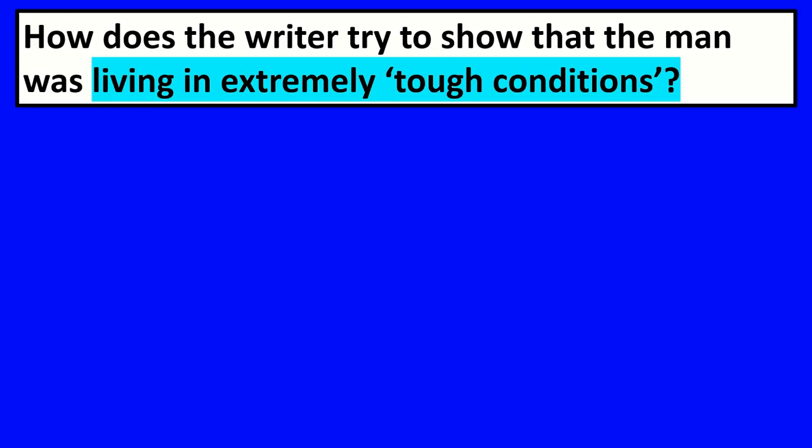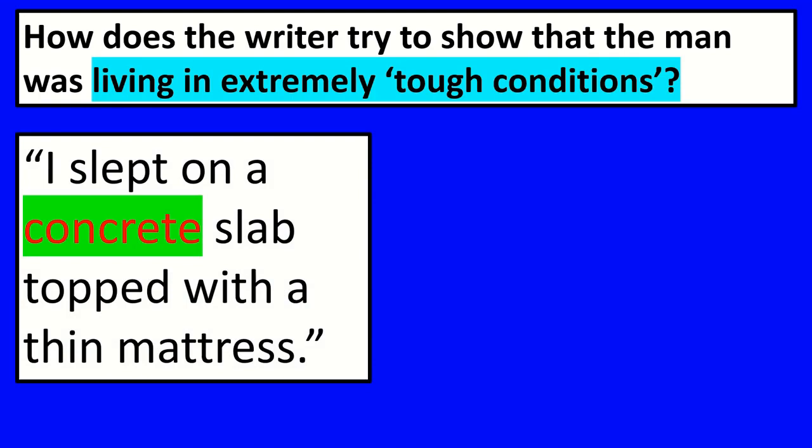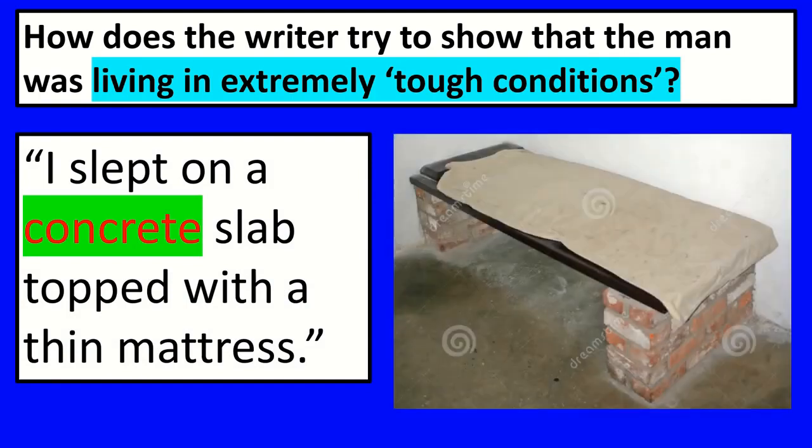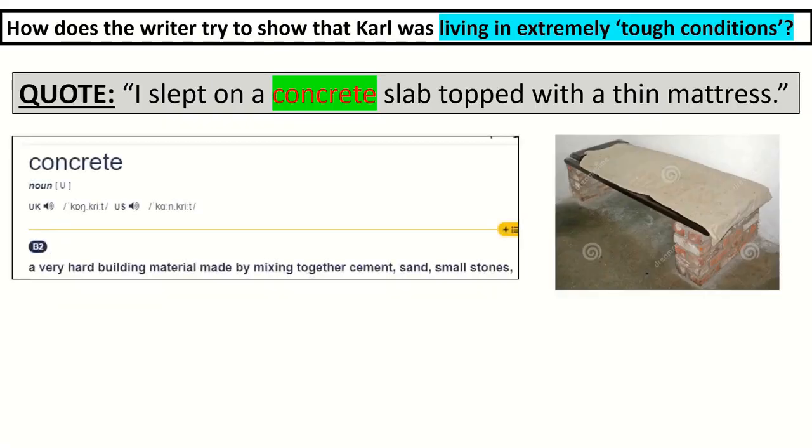Another one, how does the writer try to show that the man was living in extremely tough conditions? The quote was, "I slept on a concrete slab topped with a thin mattress." So you're basically explaining why that would be tough for someone. Again, concrete, be a human dictionary, human thesaurus. What does it mean? Well, it basically says a very hard building material made of sand and stone. So again, I'm going to put that into my answer.